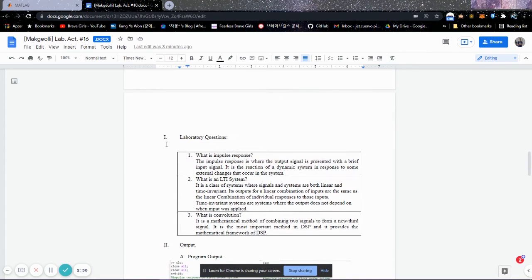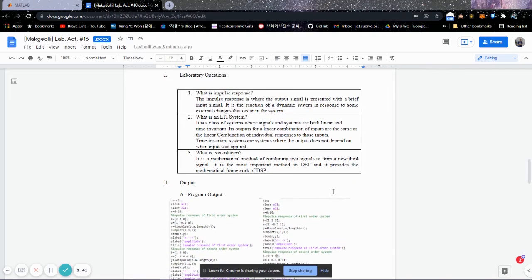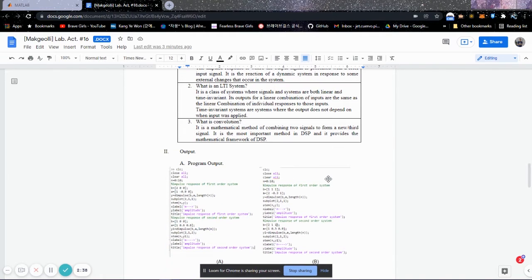For the laboratory questions, we have answered the following questions. What is impulse response? It is where the output signal is presented with a brief input signal, and it is the reaction of the dynamic system in response to some external changes that happen in the system. An LTI system is a class of systems and signals that are both linear and time invariant. Outputs for the linear combinations of the inputs are the same as the linear combinations of individual responses to those inputs. Time invariant systems are systems where the output does not depend on when the signal is applied.